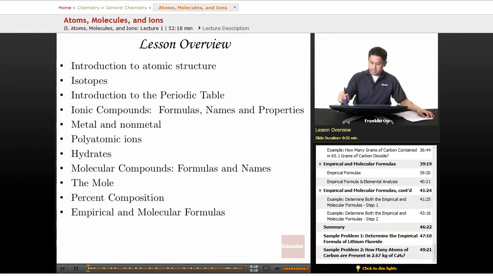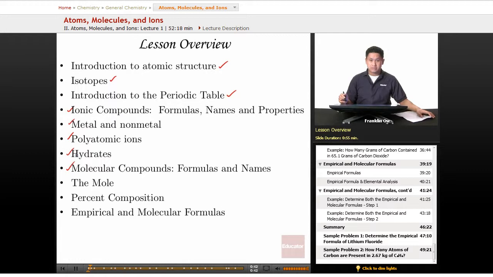We're going to go ahead and look at the lesson overview right now. We're going to get a brief introduction into atomic structure, which is more of a historical background. Following this, we'll get into what we mean by isotopes. We'll get introduced to the periodic table in this lesson, followed by naming compounds. Basically, ionic compounds, those that are made from metals and nonmetals, polyatomic ions, hydrates, and also what we mean by molecular compounds.